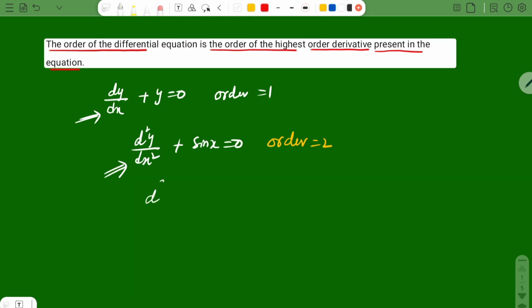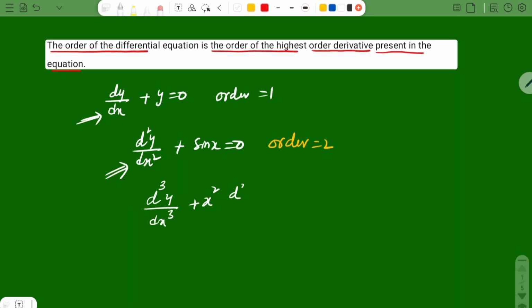Let me write one more example. d cube y by dx cube plus x square into d square y by dx square plus some y is equal to 0. In this we need to identify the order. The order is here 2 and the order is here 3. So whichever has the highest order we have to consider. So therefore order is equal to 3. This is how the definition of order we have to understand.